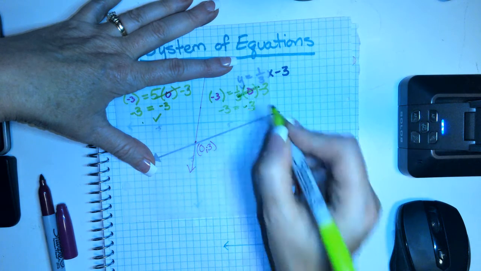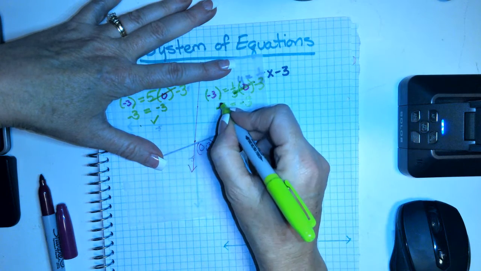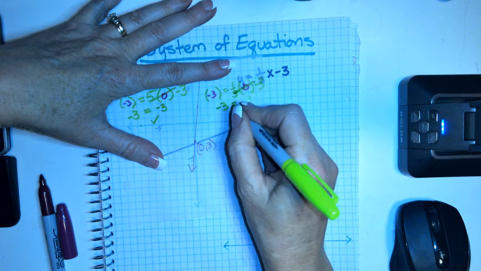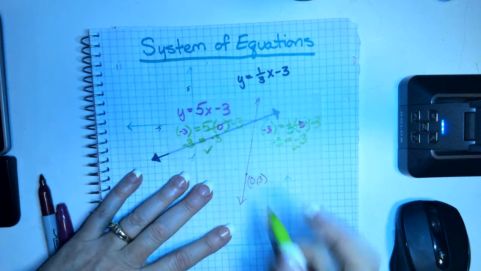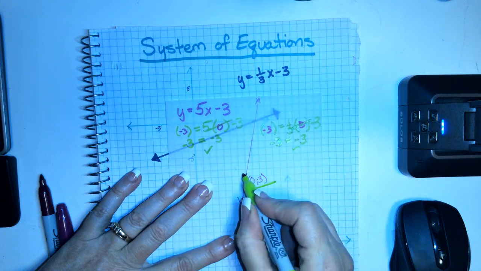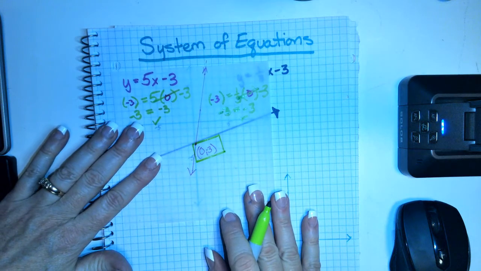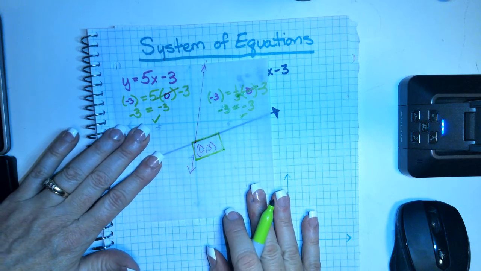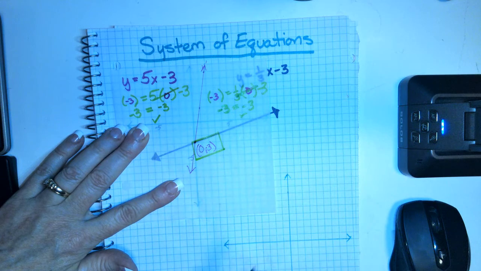And then so we're left with -3. So I end up with -3 equals -3. So both of those check. That means that 0, -3 is in fact my solution. I'll put it right back where it's supposed to be now. There we go. But this point is my solution for these two equations.